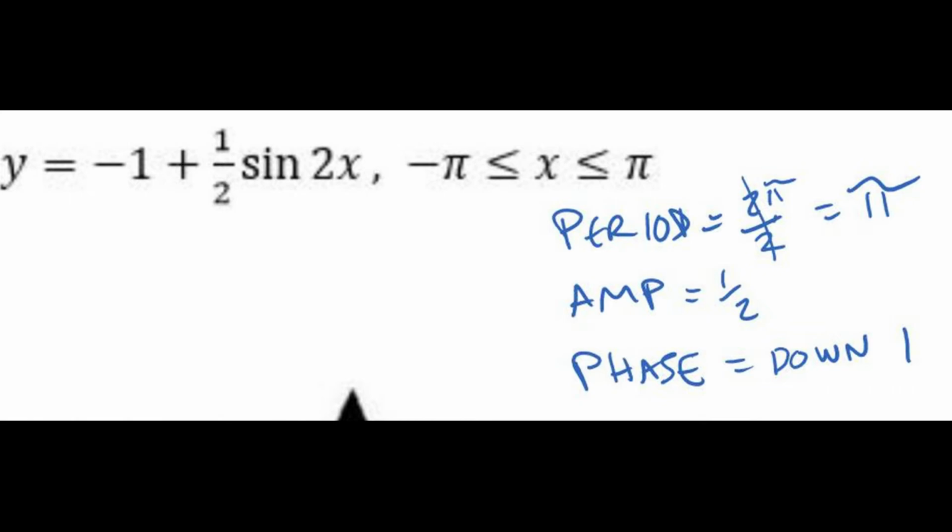The amplitude is what we're multiplying by out front. That's a half, so this is going to go up a half, down a half. And then the period, we pull that 2 out, we divide 2 pi by it, and if you do that, you're going to end up with pi. And so since we have pi as our period, it's going to take a full rotation on pi in order to get a full period, okay?